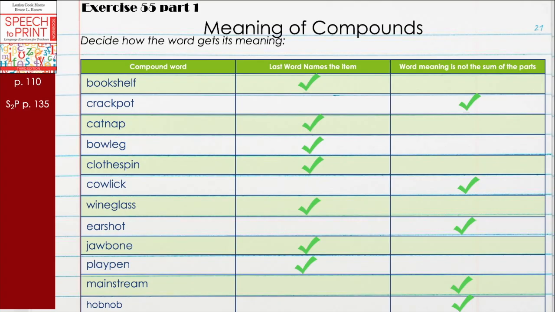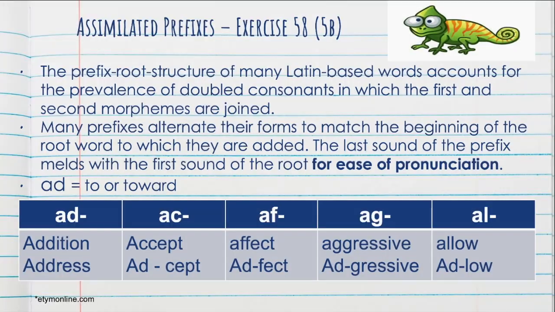All right. So the last activity that we're going to take a look at is exercise 58. And this one is playing with the assimilated prefixes, right? Now, a prefix-root structure has a hard time with getting our sounds to come out right.